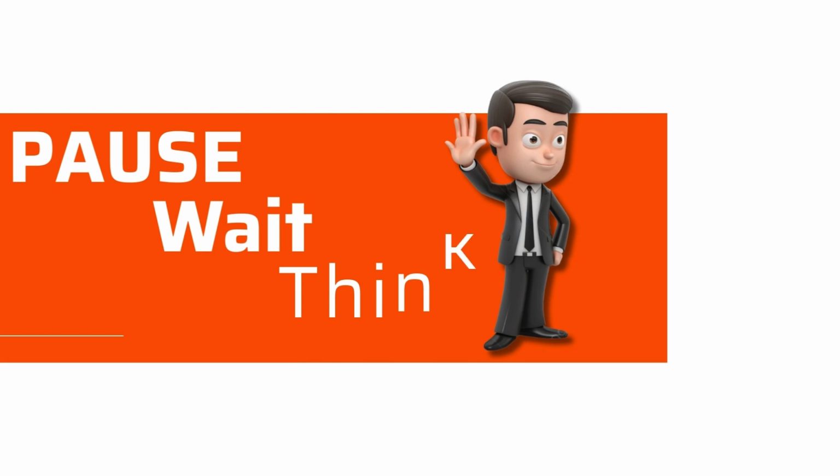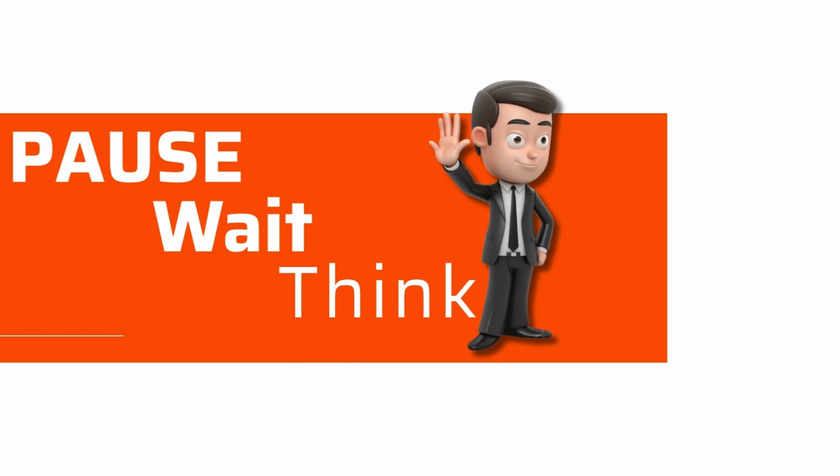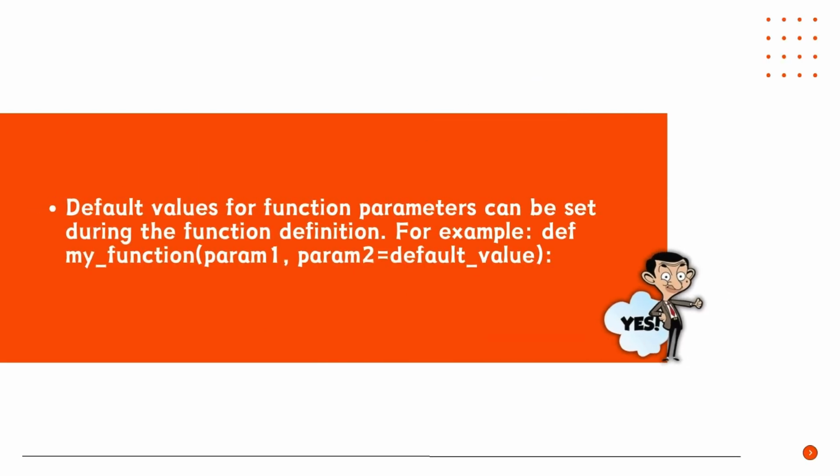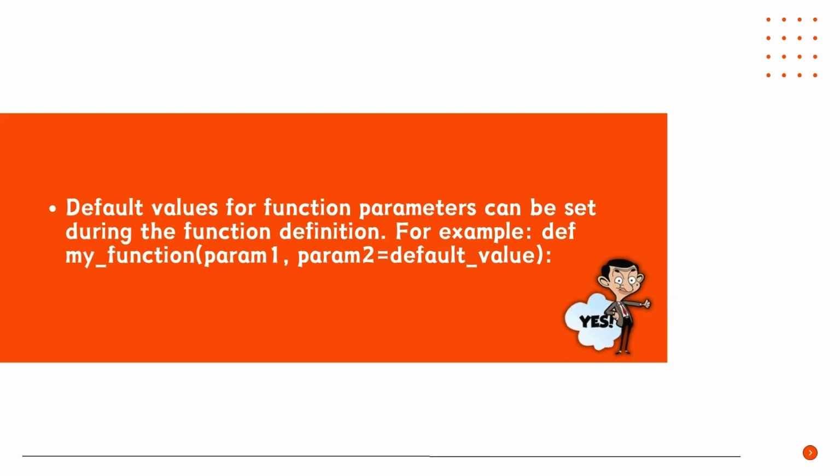How can you provide default values for function parameters in Python? Default values for function parameters can be set during the function definition. For example, def my_function(param1, param2=default_value).